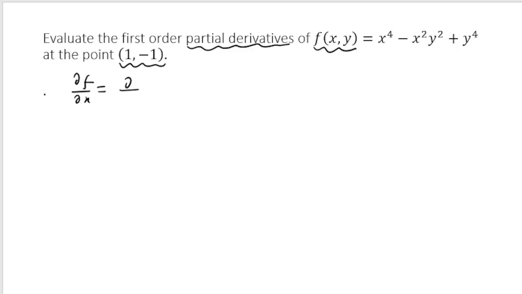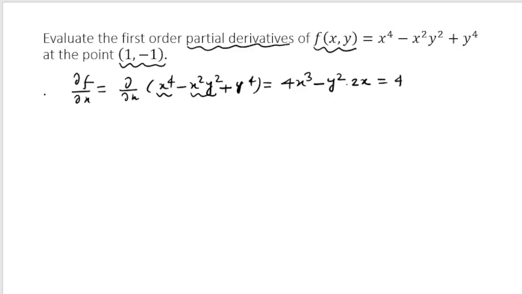So del by del x of, what is the function here? The function here is x to the power 4 minus x square y square plus y to the power 4. So if I differentiate it, x to the power 4 using the rules of derivative, I will get 4x cube, x square y square. Since I am differentiating it with respect to x, I have to treat y and in turn y square as constant. So I can write minus y square as constant, and derivative of x square will give me 2x, and plus derivative of y to the power 4 being a constant will be 0. So I just got 4x cube minus 2x y square.